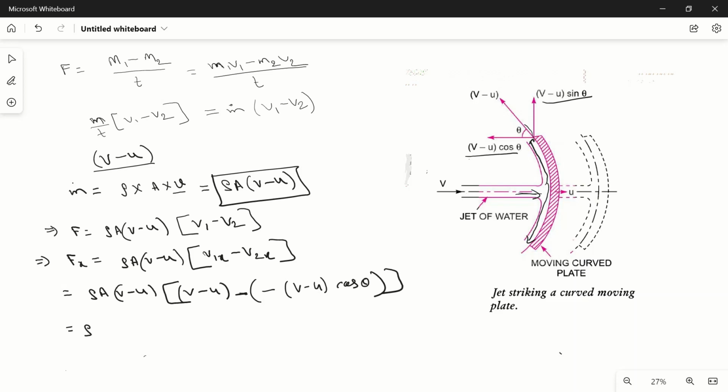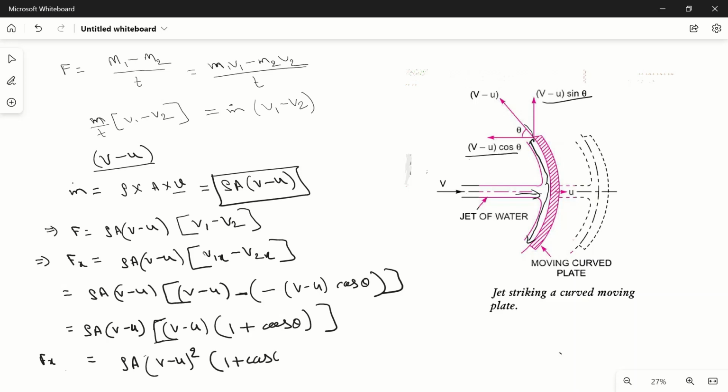So it will be equal to rho a (v minus u) into [(v minus u) plus (v minus u) cos theta]. We can take v minus u common in the bracket, and this minus will become plus cos theta. So Fx is rho a, and we can take v minus u out of the bracket: (v minus u) all to the square into (1 plus cos theta). So this is the force exerted in x direction.